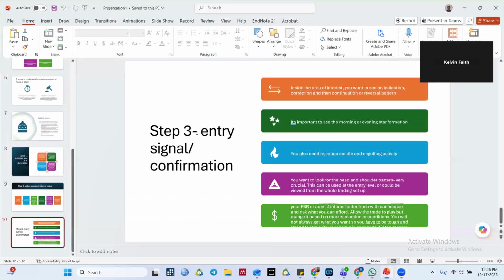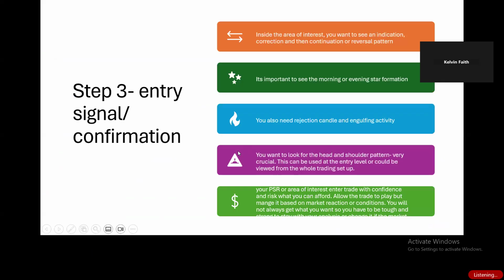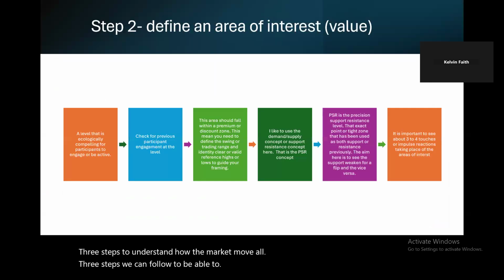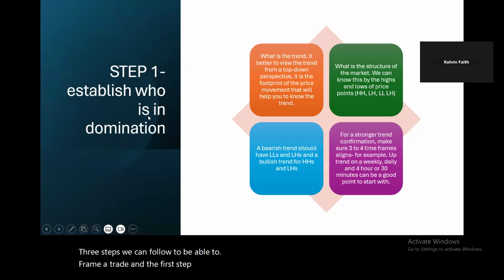So for today, let's look at the third step. For this whole week, we've been looking at three steps to understand how the market moves, or three steps we can follow to be able to frame a trade. And the first step is that we establish who is in domination.